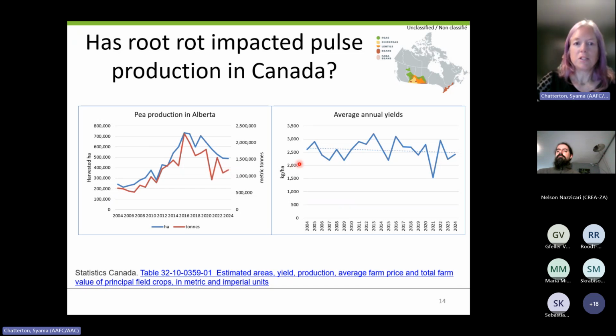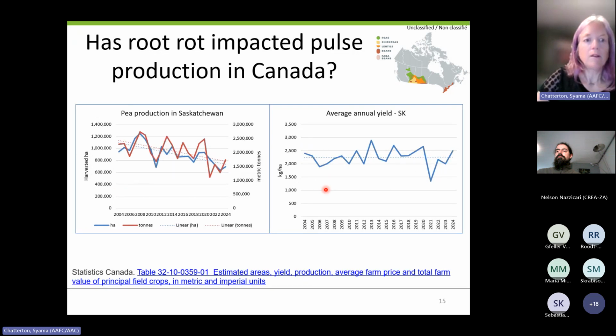If we look at average yields across that time, we can see that the yields really haven't changed a lot, just slightly above 2,500 kilograms per hectare in 2004, and maybe a slight decline to about 2024. But those yields have really stayed at the same place. If we look at pea production in Saskatchewan, which produces more peas than Alberta, we can see a different trend: a gradual decline in pea production acres over the past 20 years. It started above 1 million harvested hectares, and now at 2024, we're sitting at about 800,000 harvested hectares annually.